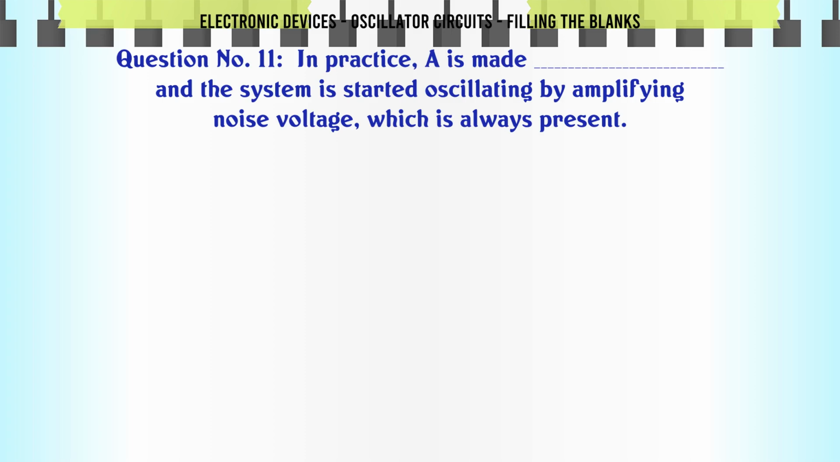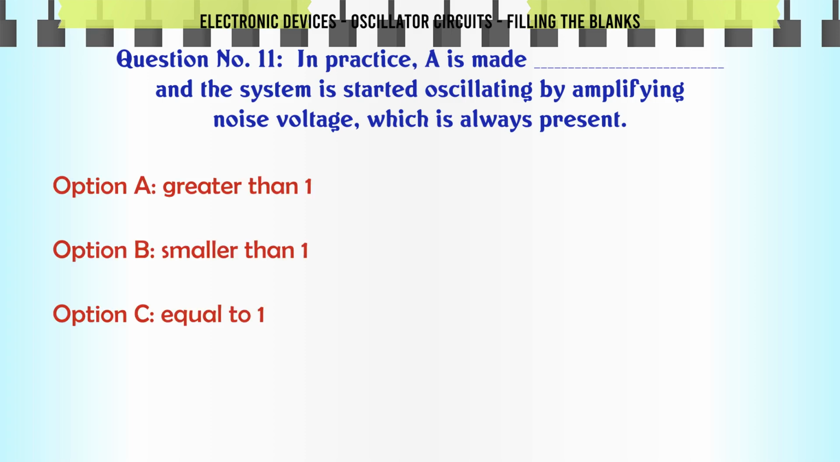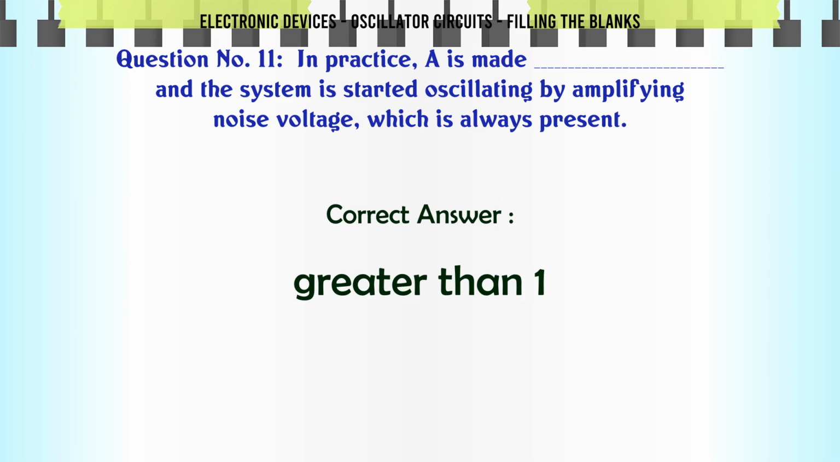In practice, A is made ___ and the system is started oscillating by amplifying noise voltage which is always present. A. Greater than 1. B. Smaller than 1. C. Equal to 1. D. None of the above. The correct answer is greater than 1.